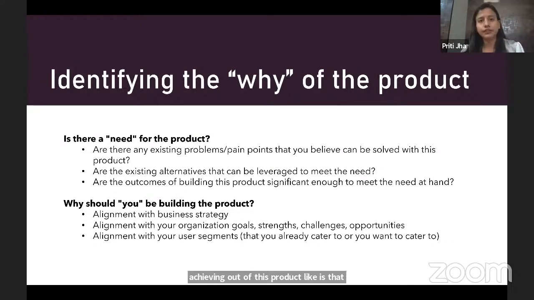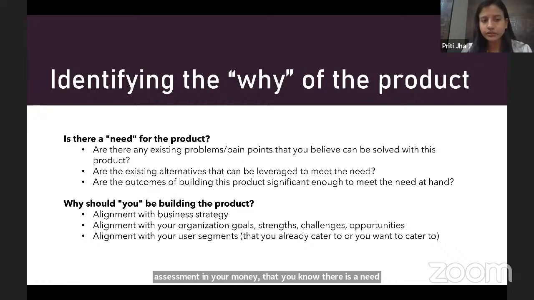And if that's not solving a big problem for my users, for my customers, then I would not possibly take up that assignment of building that product or that feature. So your outcome has to be significant enough to meet the need at hand, and also it has to meet the costs that you've incurred in building the product. And if you have answers to these three questions, you can have that assessment in your mind that there is a need for this product.